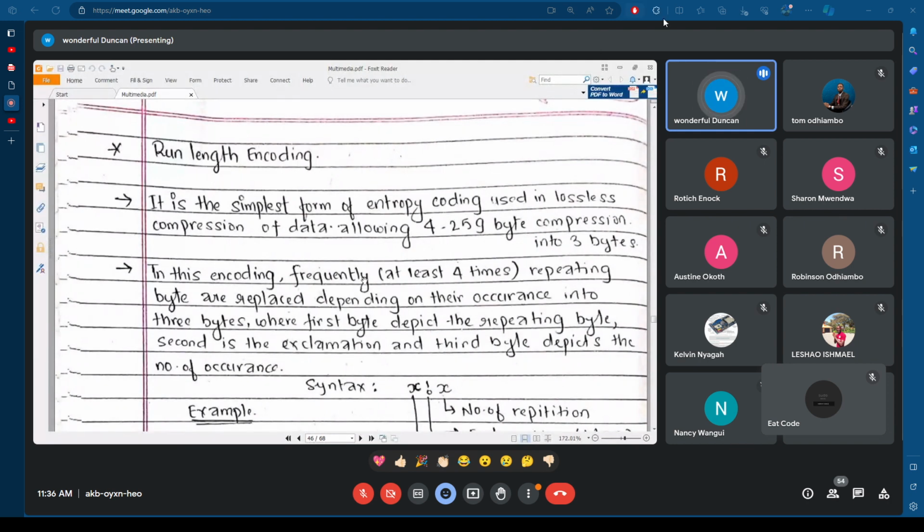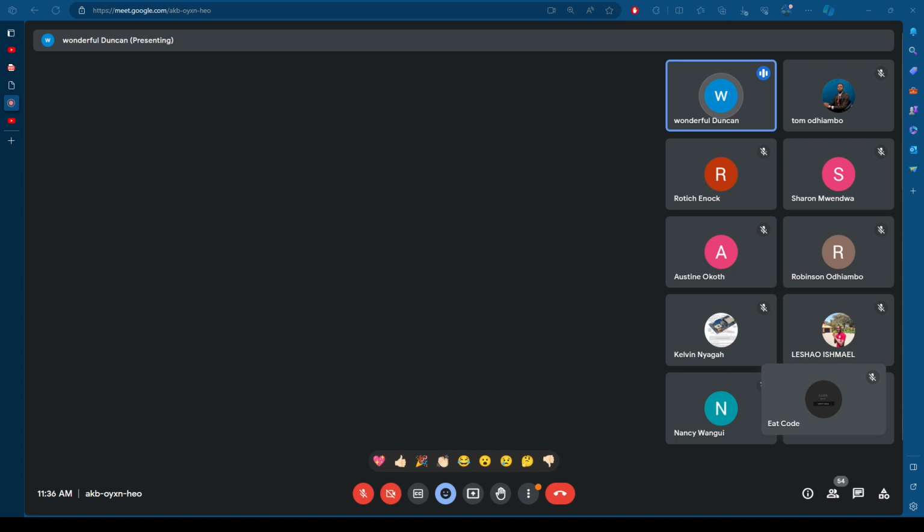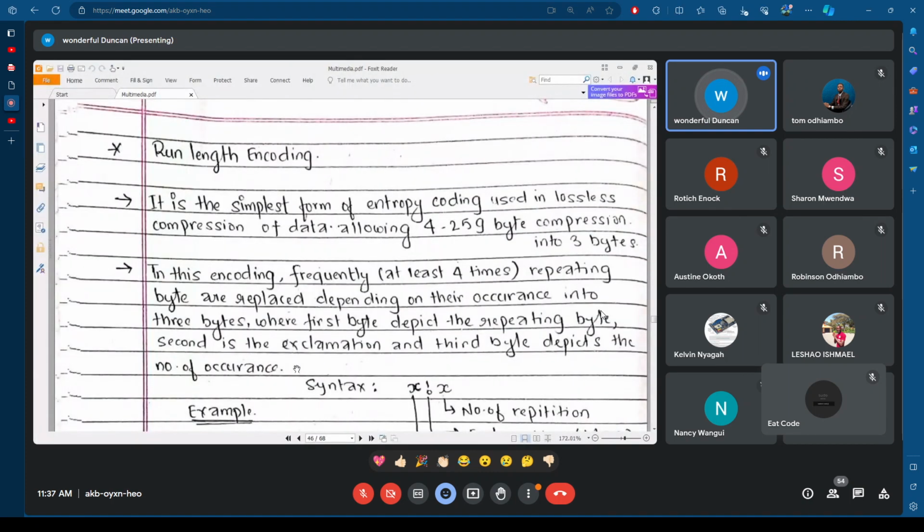frequently at least 4 times. Repeating bytes are replaced depending on the occurrence into 3 bytes. And we are going to see that where the first byte shows the repeating byte, the second is the exclamation, and the third byte shows the number of occurrence. Right, that I'm going to explain now.